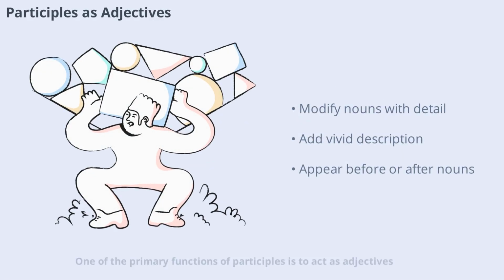One of the primary functions of participles is to act as adjectives. This means they describe or modify nouns, giving more information about them. For instance, when you say the crying baby, the word crying is a participle that tells us more about the baby. Participles can appear before or after the noun they describe, and they help add detail and color to your sentences. By using participles as adjectives, you can make your writing more vivid and engaging, painting a clearer picture for your reader.